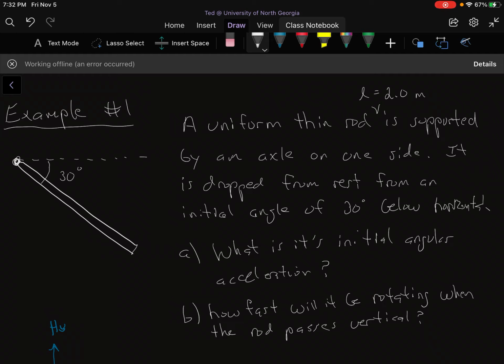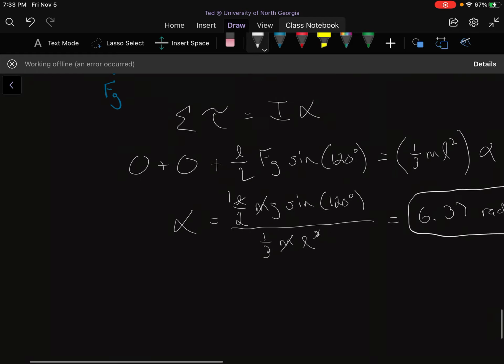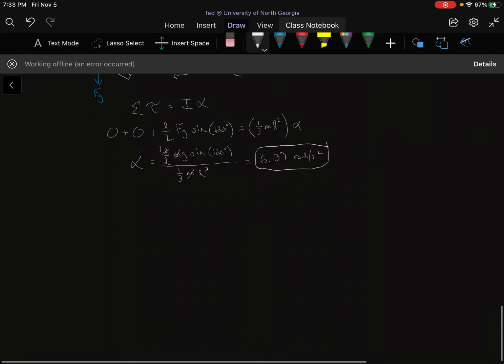For part B, again, we need to decide what kind of physics we're going to use. Now, if I want to know how fast it's rotating when it passes vertical, that has to do with its velocity, and so I'm going to be using either conservation of energy or conservation of angular momentum. In this situation, conservation of energy makes more sense because we do not have an object that's changing shape and spinning. We have an object that's losing gravitational energy and gaining kinetic energy as it falls, or as it rotates, so we're going to use conservation of energy. All right, so let's go ahead and see how that works.